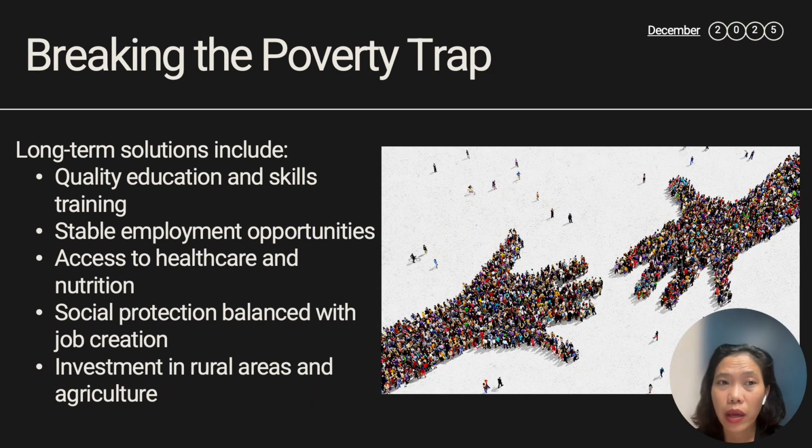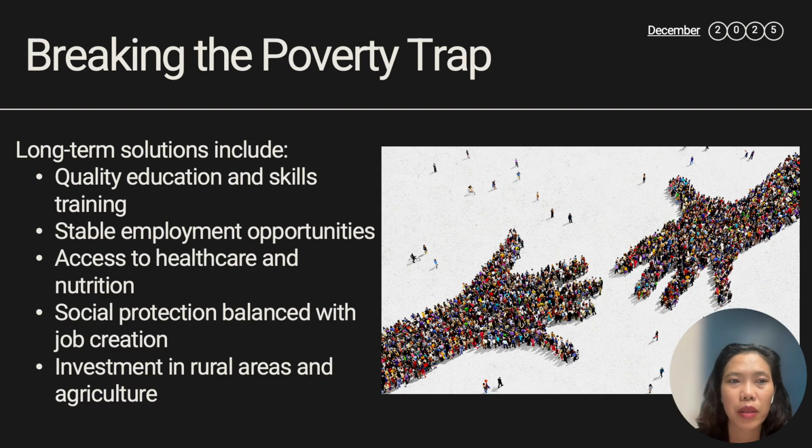So let's break the poverty trap. How do we do that? We have a long-term solution, and that includes quality education and skills training. Education is something that we can pass on to many generations, and that is the only thing that cannot be stolen or taken away from you.